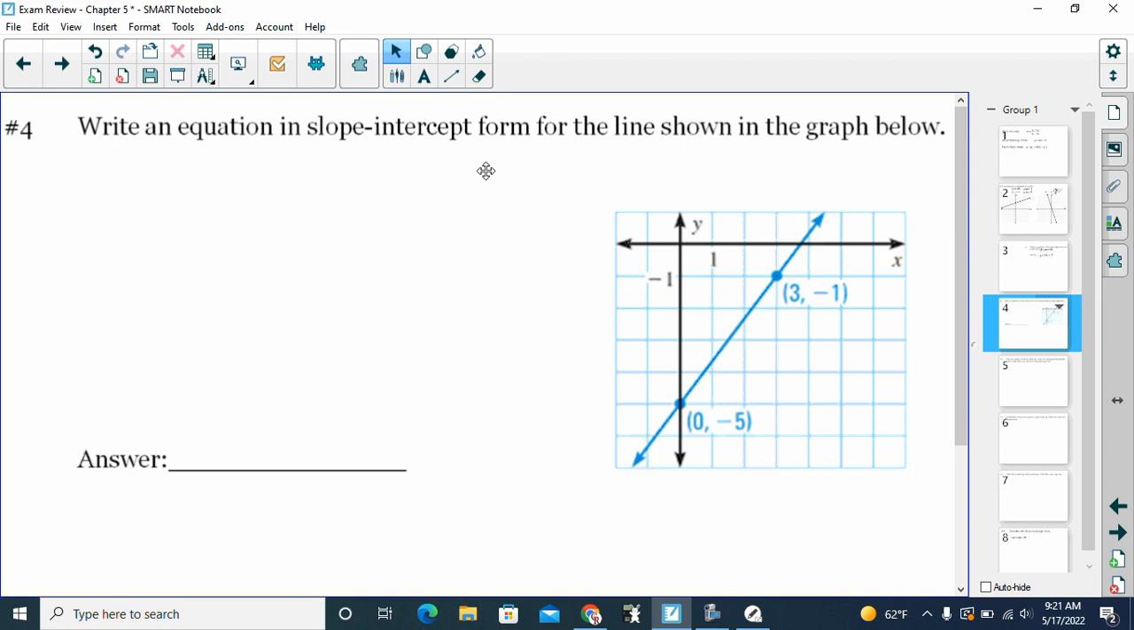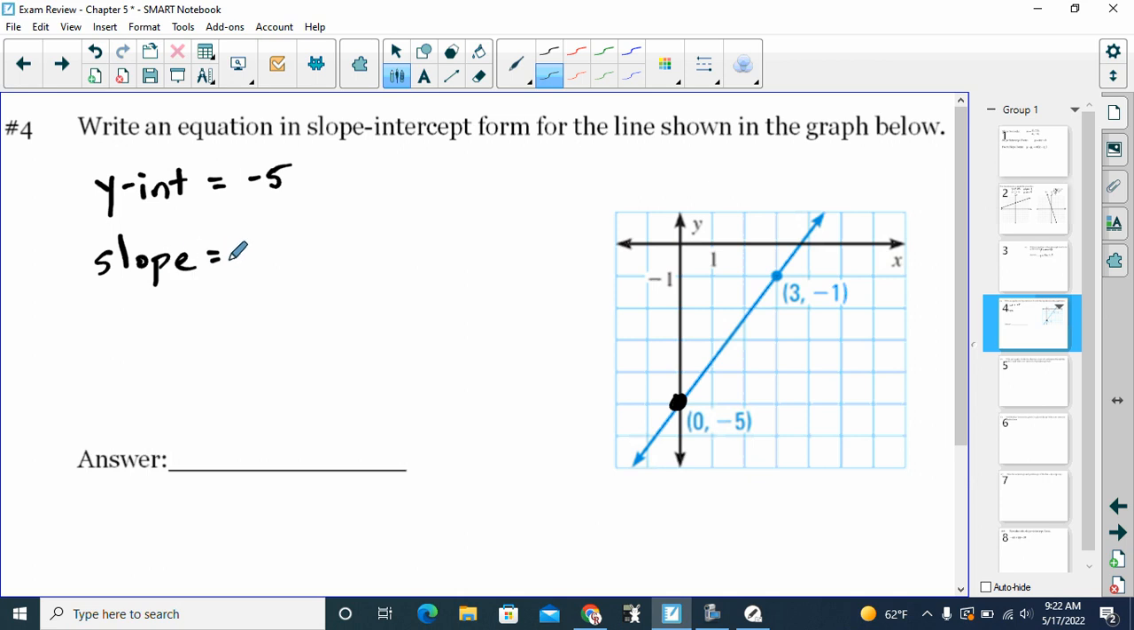Number 4, again, asks us to write an equation in slope-intercept form for the line. This time they don't give us the slope and the y-intercept, but they do give us a graph, so we should be able to figure out what the slope and the y-intercept are. So y-intercept is where it crosses the y-axis. In this case, my y-intercept is right here at -5. And to find the slope, we want to think through rise over run.